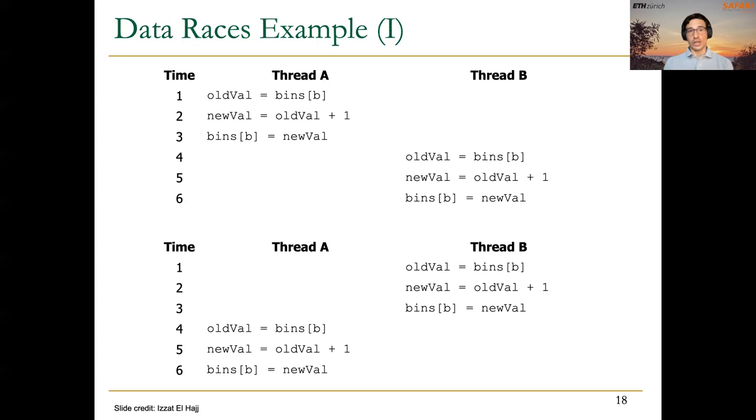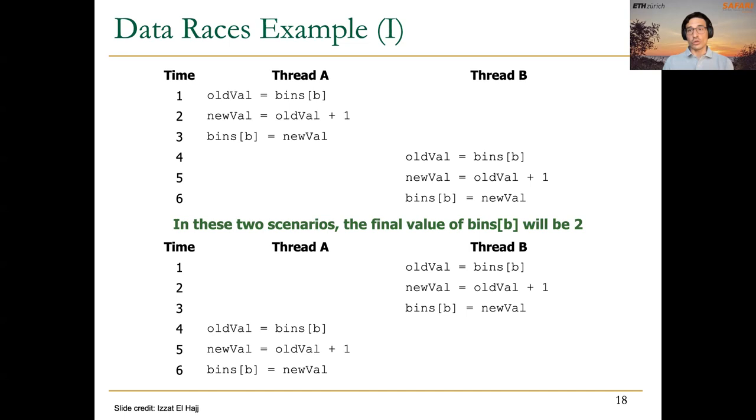As you see, the difference between these two is that in one case, one thread executes the three instructions one after the other, and then the other one goes and executes the three instructions one after the other. They might be executing concurrently, or they might be executing a few cycles apart. In these two scenarios, the final value will be two. So the result will be correct.